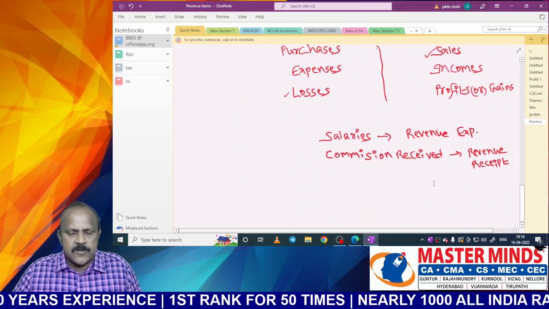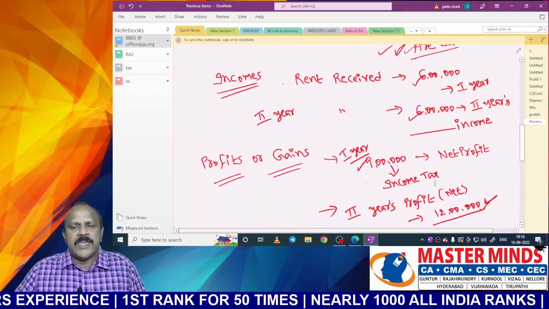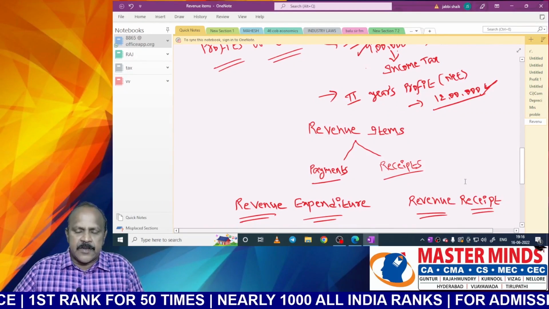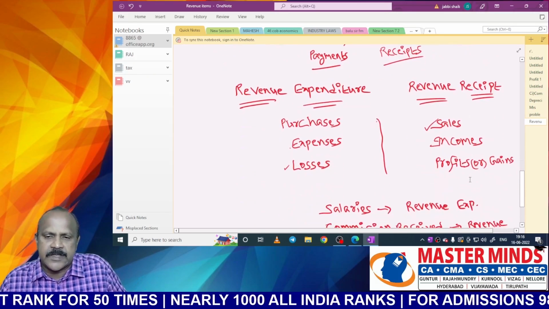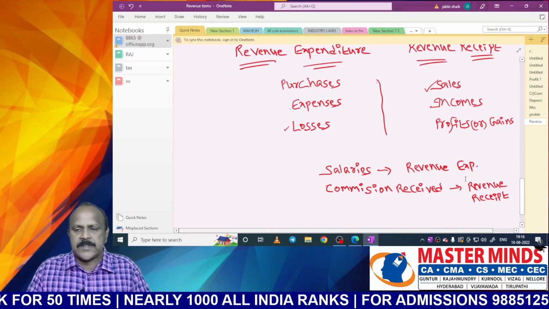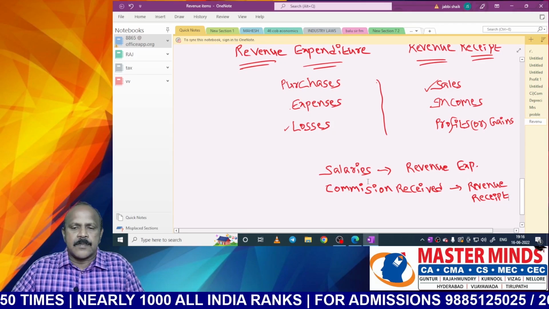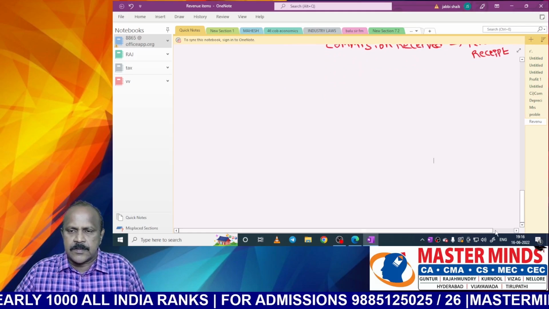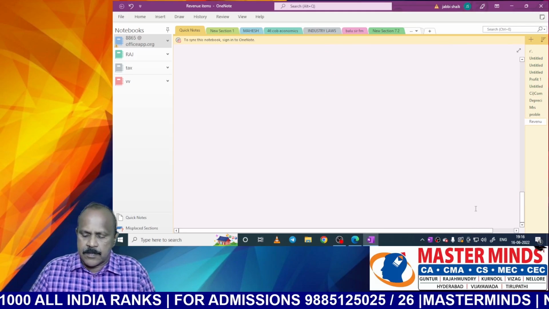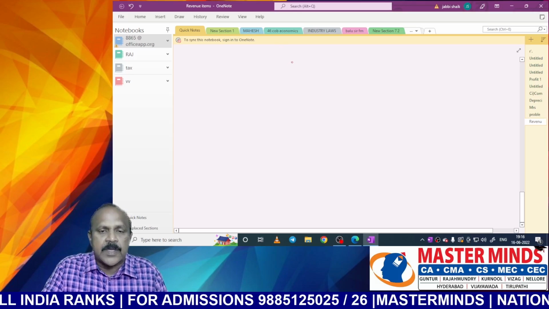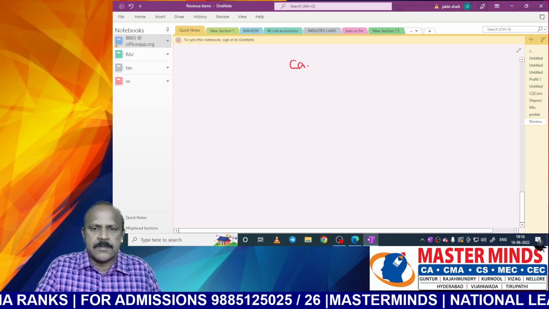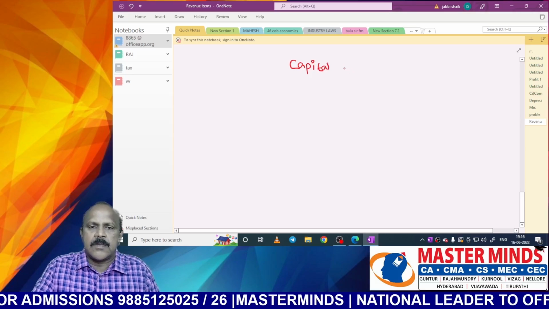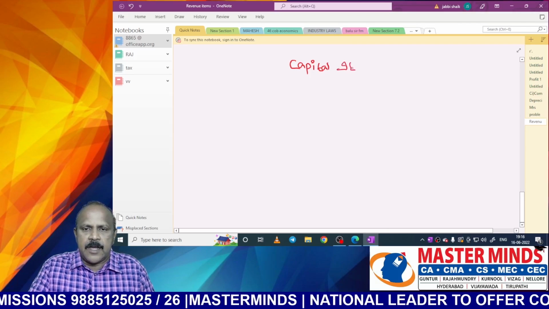Right, students? This way, we identify revenue items and we classify whether it is a revenue expenditure or a revenue receipt. Is this okay, students? Shall we get into capital items? Okay. Now the topic is capital items.